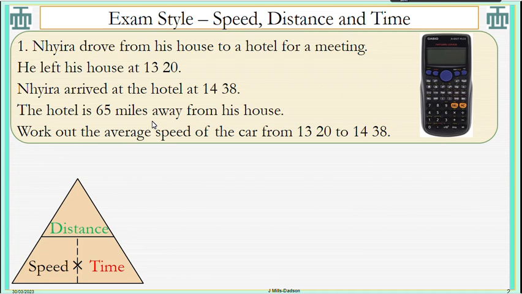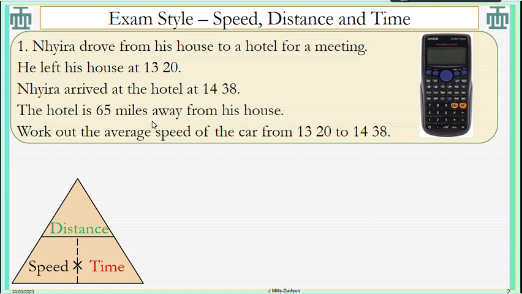Okay, looking at this question, Inshira drove from his house to a hotel for a meeting. He left his house at 13:20. Inshira arrived at the hotel at 14:38. The hotel is 65 miles away from his house. Work out the average speed of the car from 13:20 to 14:38.